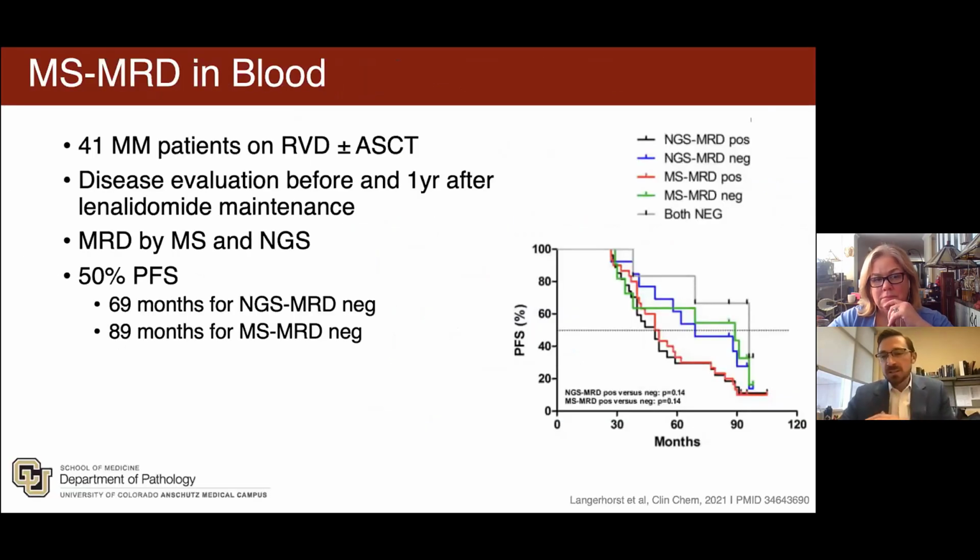I don't want to go into the details of this trial. I think I probably missed the mark for this group a little bit with this talk. So what I just want to focus on is this concept over here.